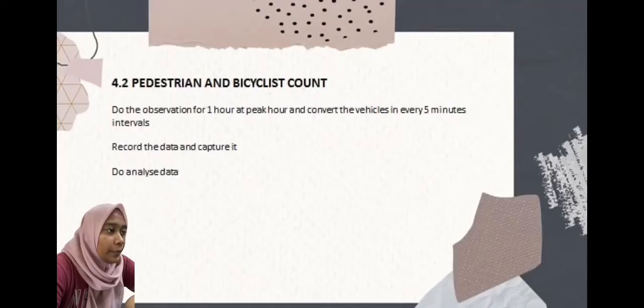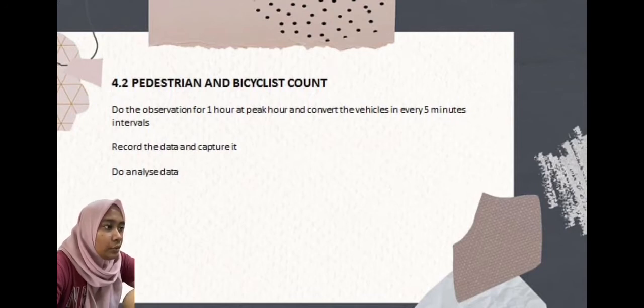4.2 Pedestrian and bicyclist count. First, do the observation for 1 hour at peak hour, and count the vehicles in every 5 minutes interval. Second, record the data and capture it. Lastly, do analysis of the data.